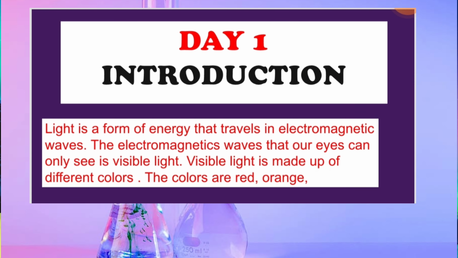Let me read first the introduction of the lesson. Light is a form of energy that travels in electromagnetic waves. The electromagnetic waves that our eyes can see are called visible light. Visible light is made up of different colors. The colors are red, orange, yellow, green, blue, and indigo.